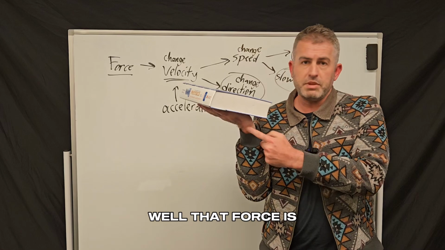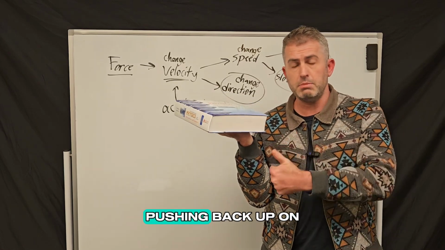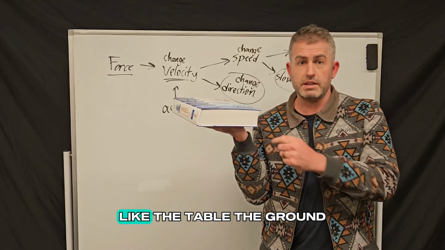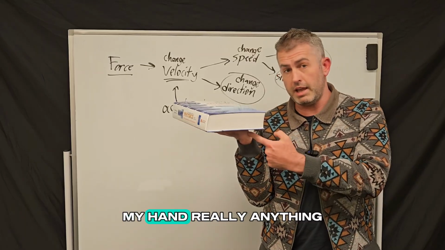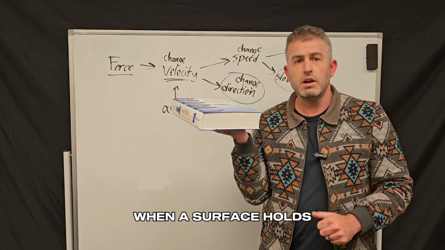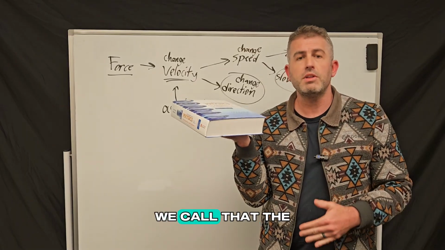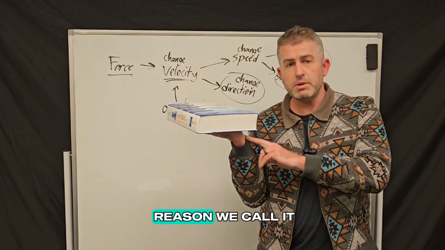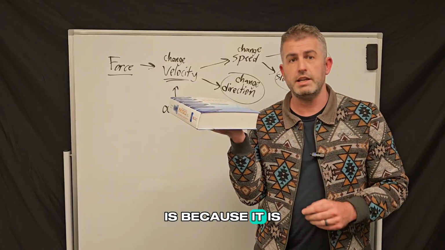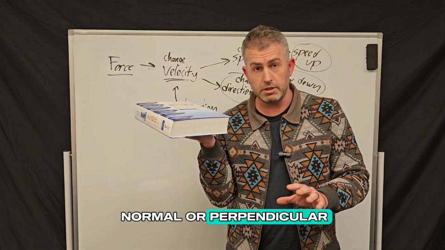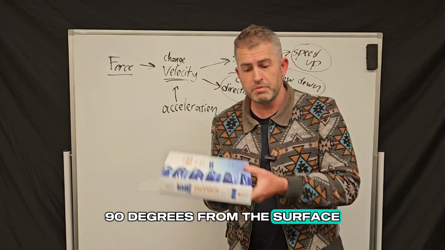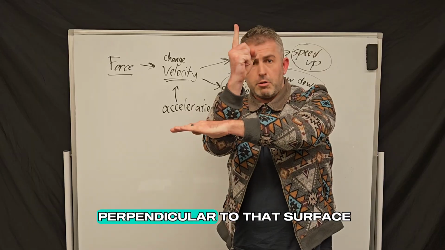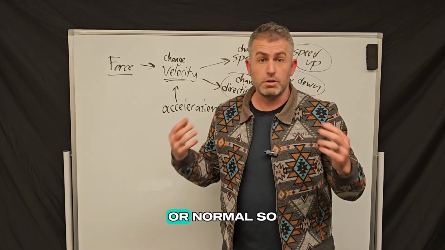Well, that force is the force of my hand pushing back up on the textbook. And in physics, when a surface, like the table, the ground, my hand, really anything, when a surface holds an object up, we call that the normal force, N-O-R-M-A-L. And the reason we call it a normal force is because it is normal or perpendicular, 90 degrees from the surface. So if my hand is a horizontal surface, the normal force acts perpendicular to that surface, or normal.